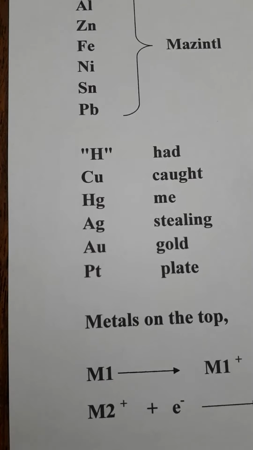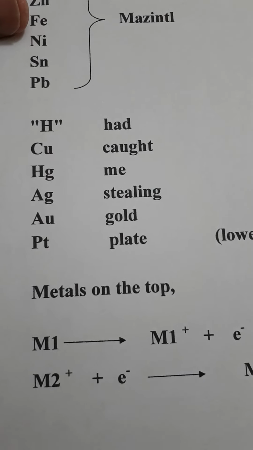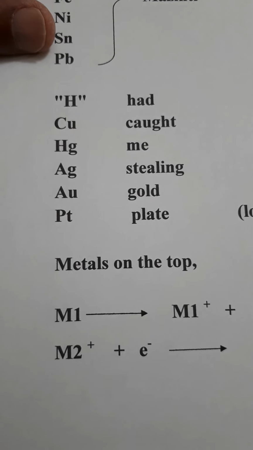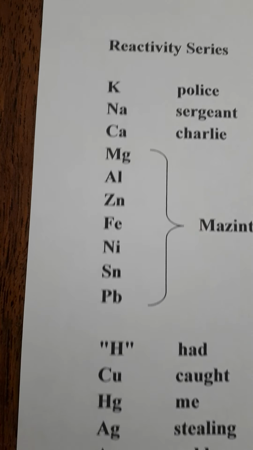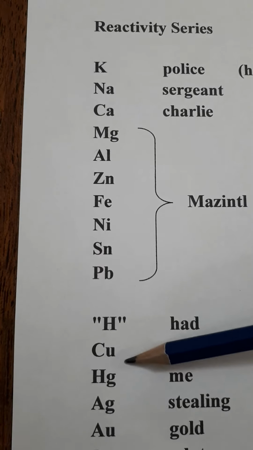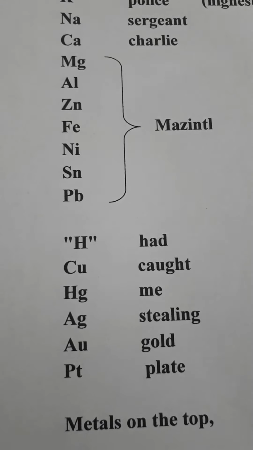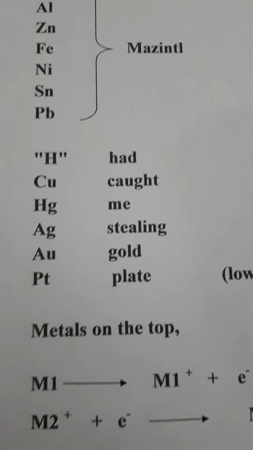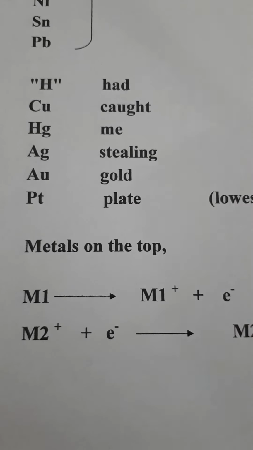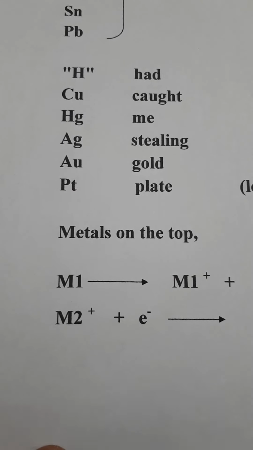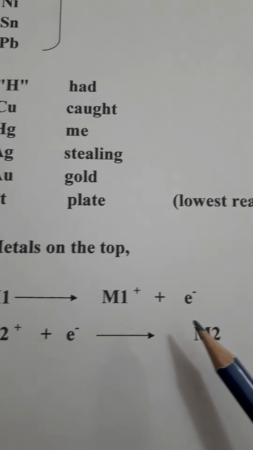So what is really happening in this reaction is, if you consider two metals like M1 and M2, the metal on the top, for example, in our example we had iron and copper, the metal on the top gives out electrons and becomes its ionic form. M1 becomes M1 plus an electron. The metal which is lying below in the series will accept that electron. I call that metal M2. It will accept that electron and become its solid form M2.